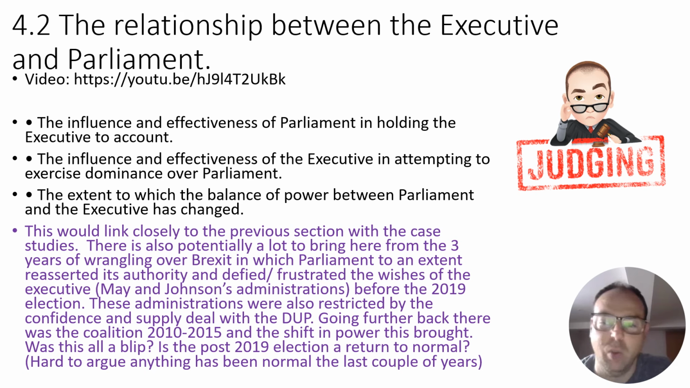Was it all a blip? However, have we now gone back to it? Again, that shows you how difficult this subject can be sometimes, and how interesting it can be as things change all the time. Post the 2019 election, we kind of think things will now return to some kind of normal. It is hard to argue that anything has been normal in the last couple of years, and so we have still seen Parliament holding the executive to account, and again, the Truss administration is a really good example of that, and Johnson again being held to account over things like Partygate by his parliamentary colleagues.